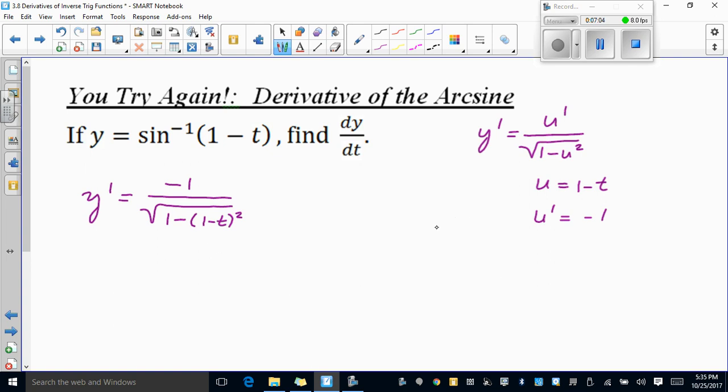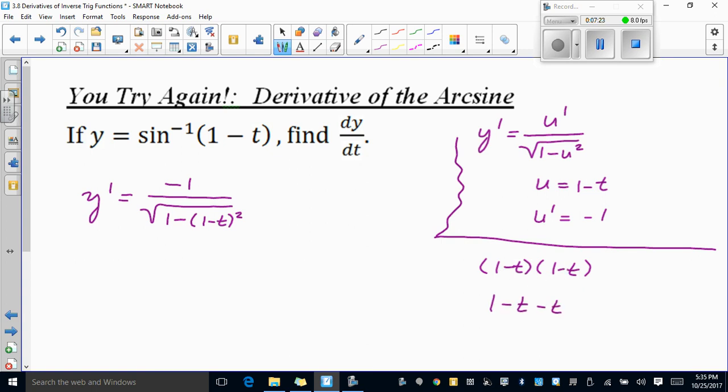So from this, we get 1 times 1 is 1. 1 times negative t is negative t. We get that a second time when we multiply negative t times 1. And then negative t times negative t gives us a positive t squared. Now, don't forget you have a 1 minus there, so all of this is in parentheses, and I have a 1 minus. And when we bring back the radical.